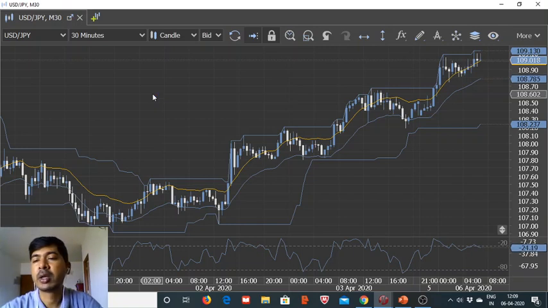We will not go with a static target and stop loss. We will keep it dynamic using the ATR. So we will define a certain range, maybe 50-60% of the ATR, and we will keep the target and the stop loss dynamic depending on the instrument's volatility levels. So that will help us better.